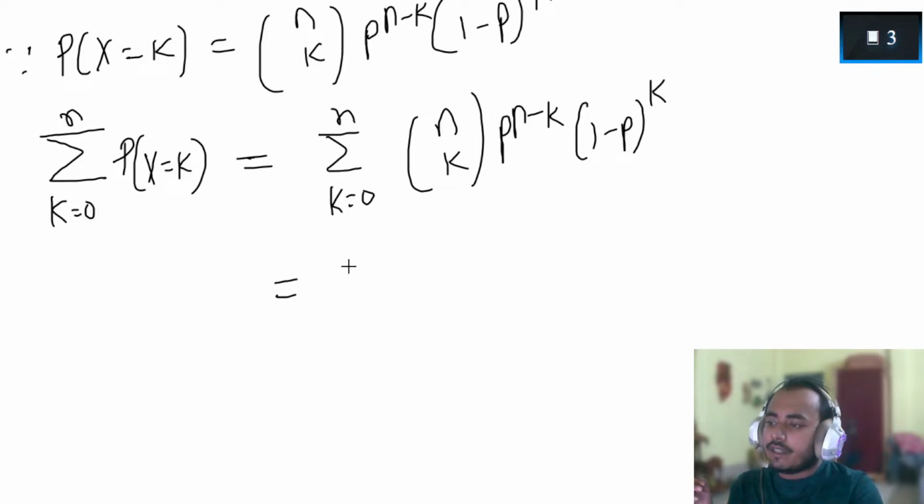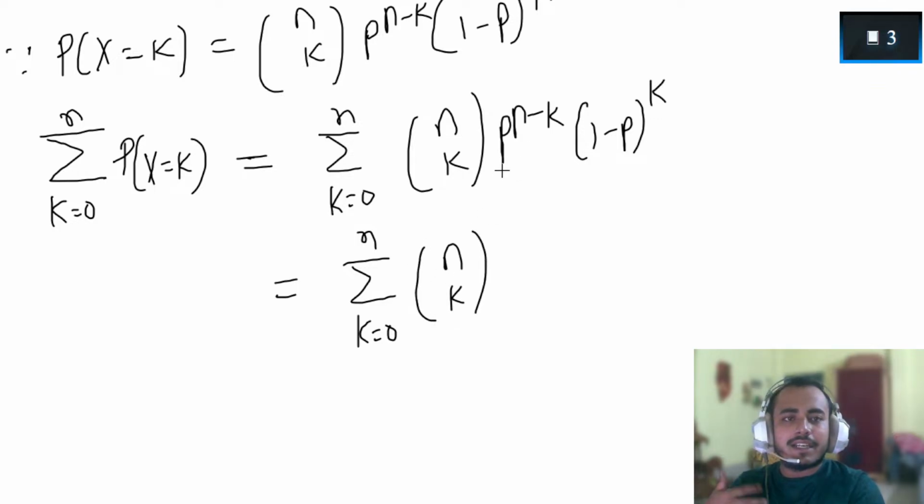This would give us the sum from k equals 0 to n of n choose k, and we are going to consider this as a and this is b. So this is a and this is b, and I might as well write it. Give me a second.